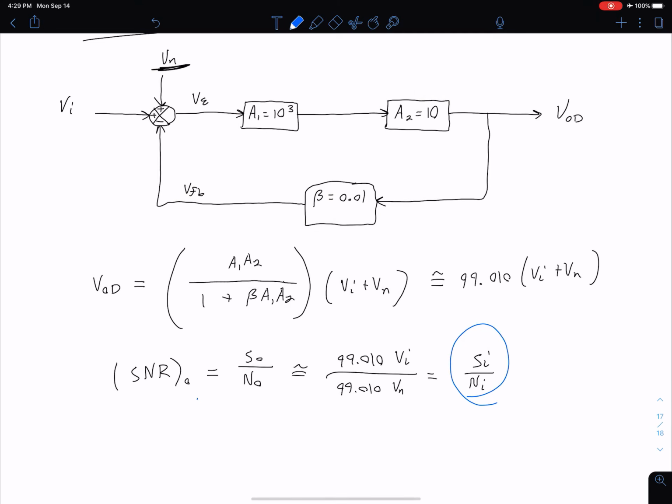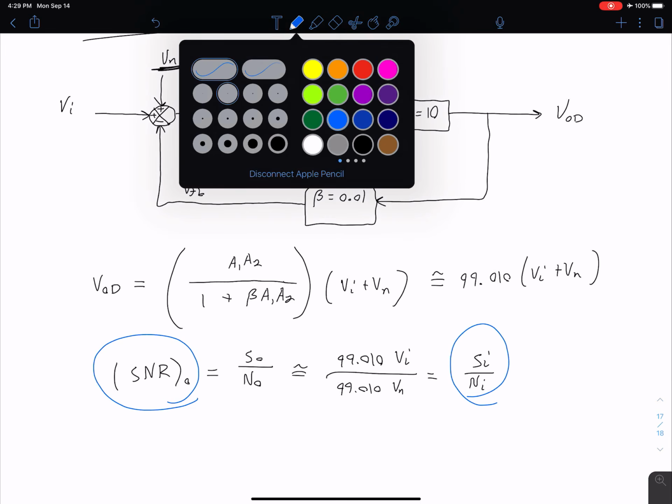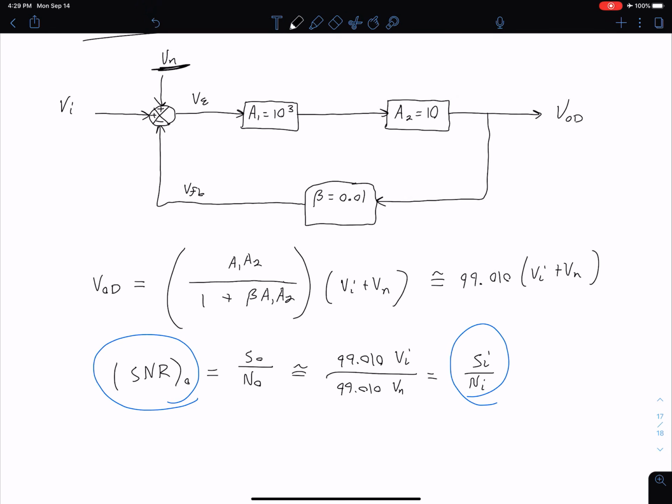And so again, the point of that is just to emphasize that negative feedback has the ability to help improve our signal to noise ratio. But if our noise is part of the input, then our negative feedback is not going to be any help.